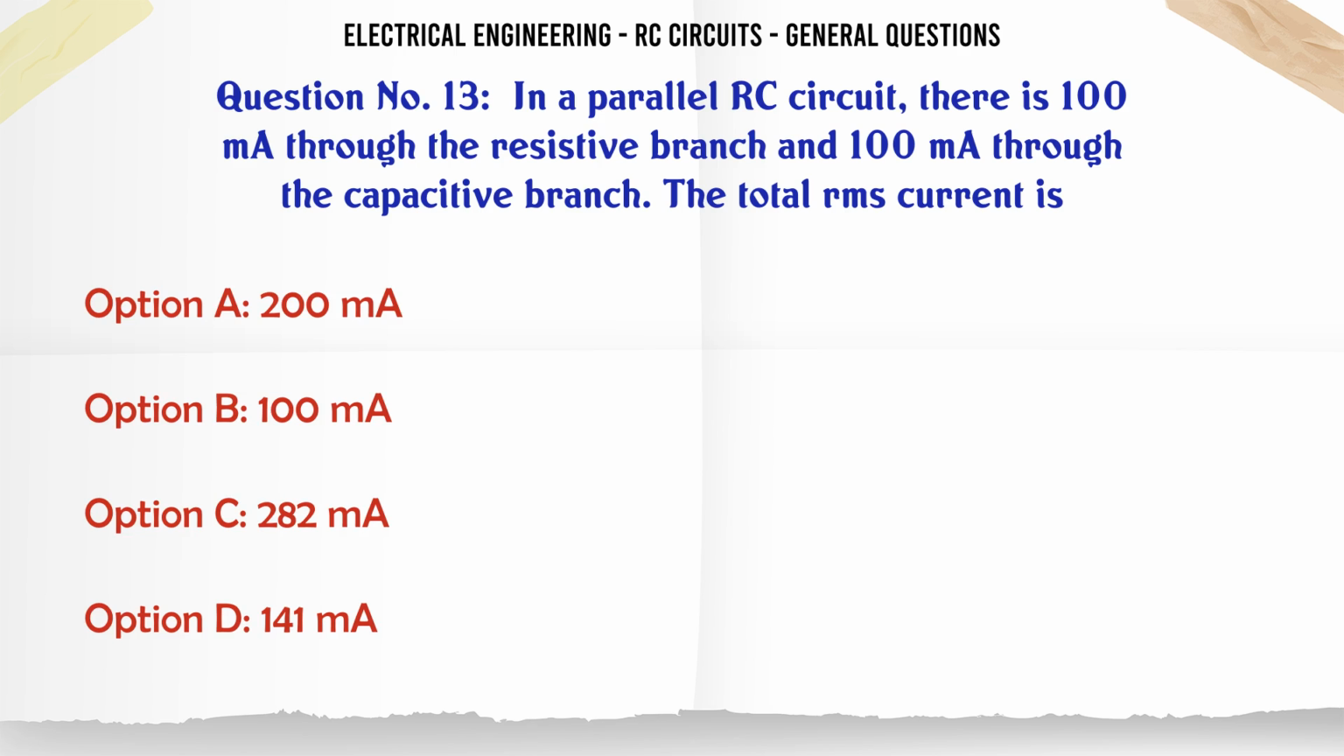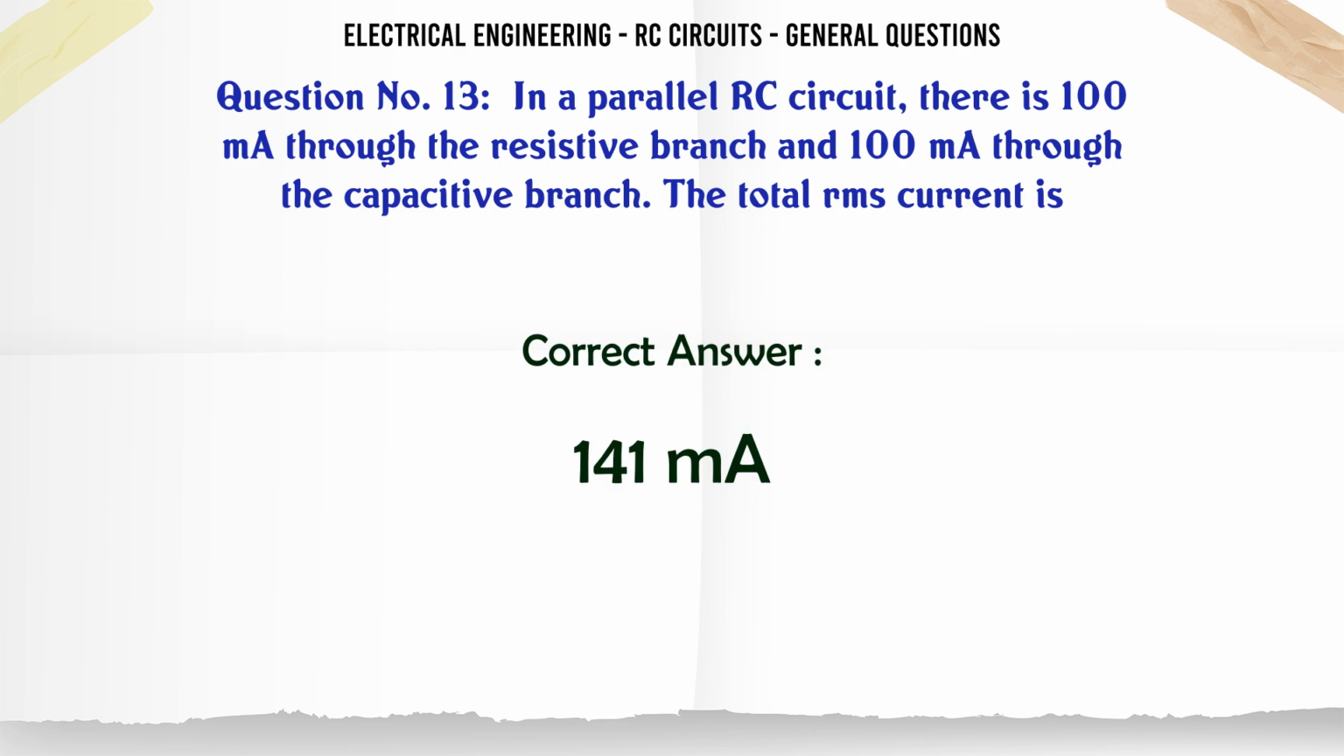In a parallel RC circuit, there is 100 mA through the resistive branch and 100 mA through the capacitive branch. The total RMS current is A) 200 mA, B) 100 mA, C) 282 mA, D) 141 mA. The correct answer is 141 mA.